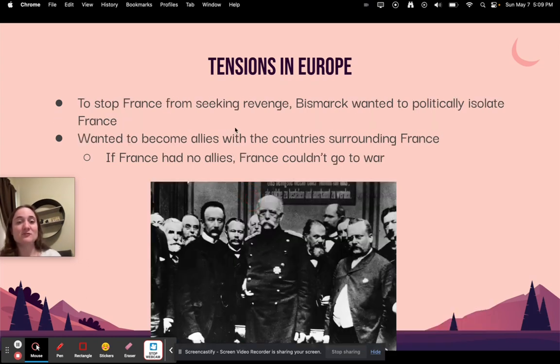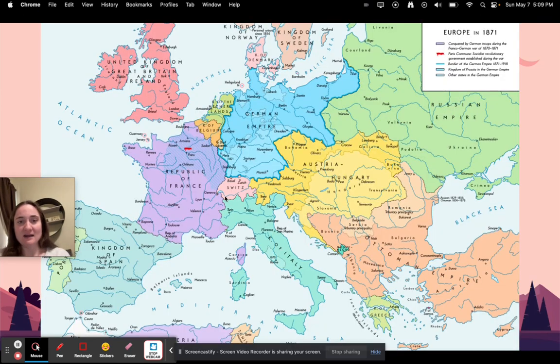To stop France from seeking revenge, Bismarck wanted to politically isolate France. And how he wanted to do that is he wanted to become allies with all the countries surrounding France. And if France didn't have any allies, that means France couldn't go to war. Or I mean, they could, but without allies, you're going to lose. So he wanted to become allies with Belgium, with Switzerland, with Italy, with Spain, and so on, surrounding all the borders of France.